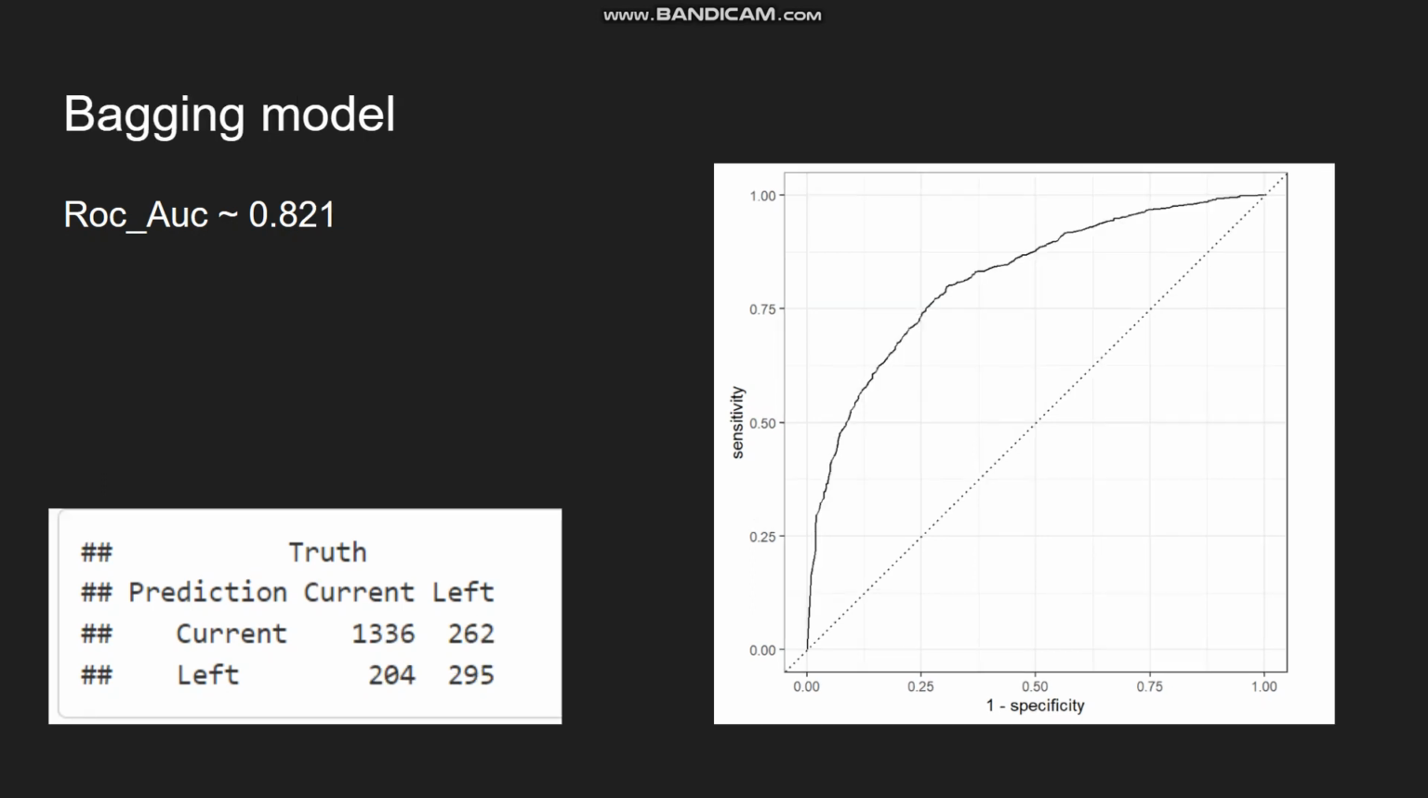Now, here is our third model, which is our bagging model, which provided us an ROC AUC of 0.821, which was the lowest out of all three models. And this model gave us 262 false positives and 204 false negatives.